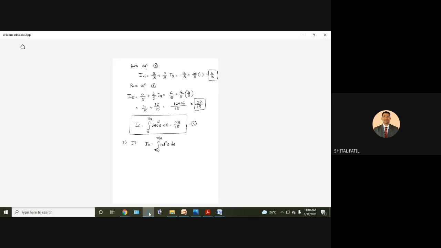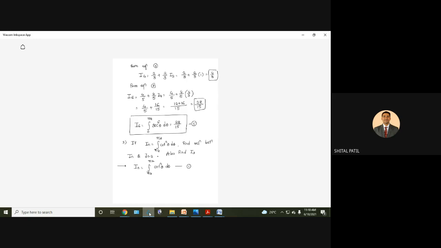Okay, start. If I n equals integration from pi by 4 to pi by 2 of cot raised to n theta d theta, find the relation between I n and I n minus 2. Also find I3. Given I n equals integral from pi by 4 to pi by 2 of cot raised to n theta d theta.